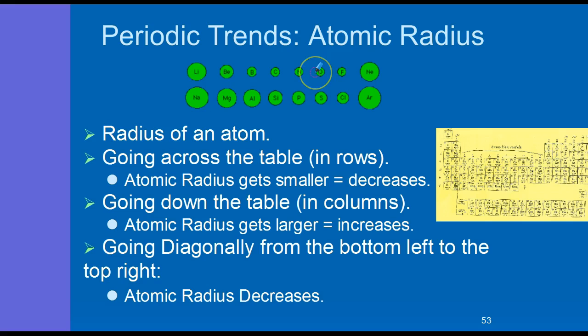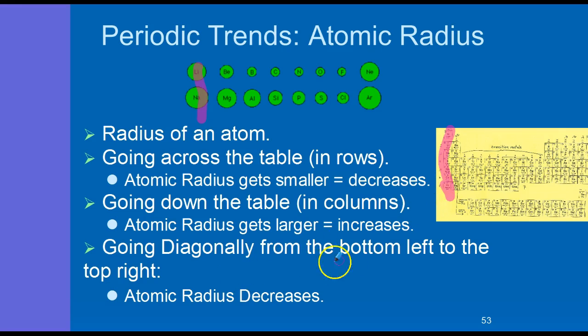As more protons are thrown in the nucleus and more electrons are thrown around, you would think that the atom would become bigger, but it gets smaller. As you go down the columns, so lithium, sodium, you can see as you go down, the radius does get bigger, and it should get bigger if you're adding more electrons and protons and you're adding energy levels.